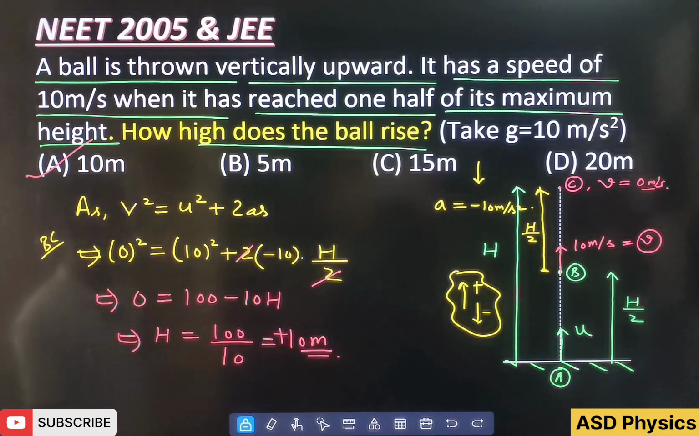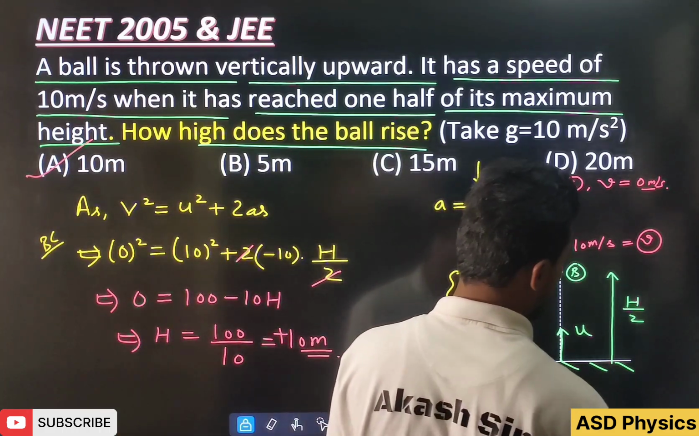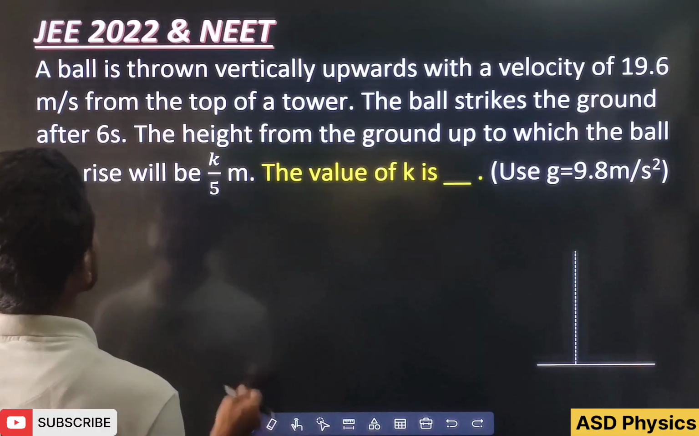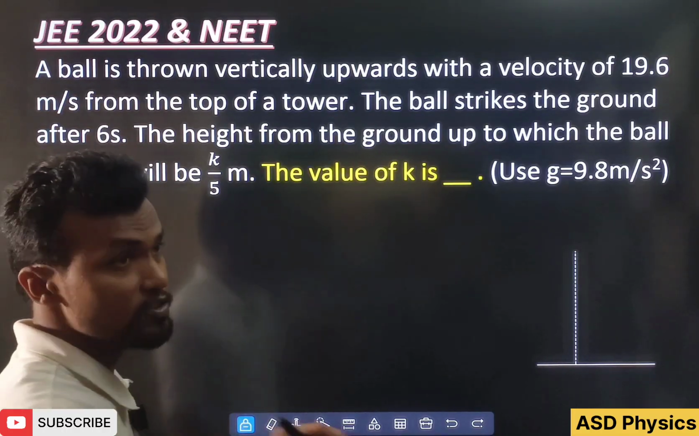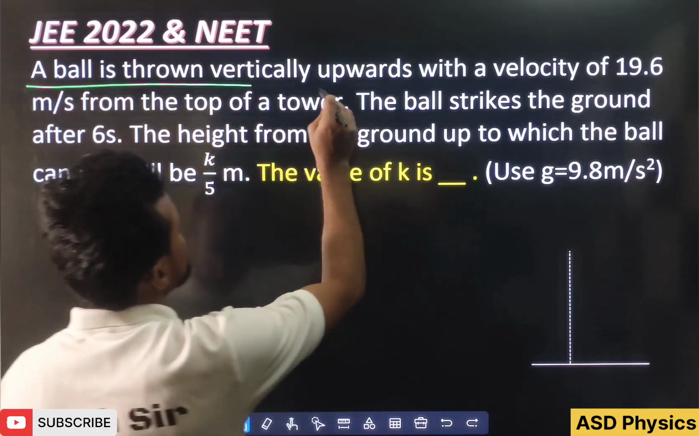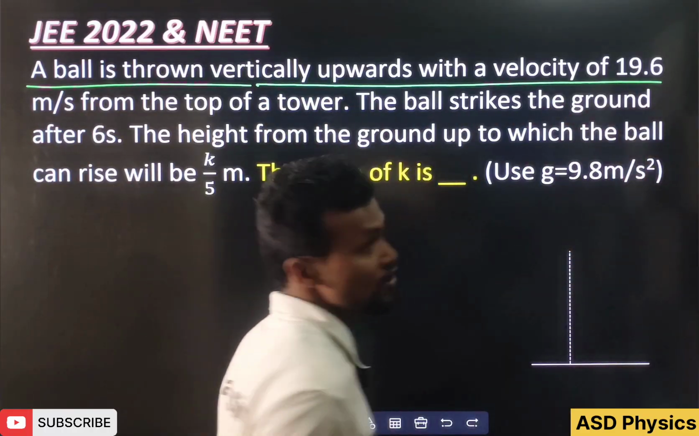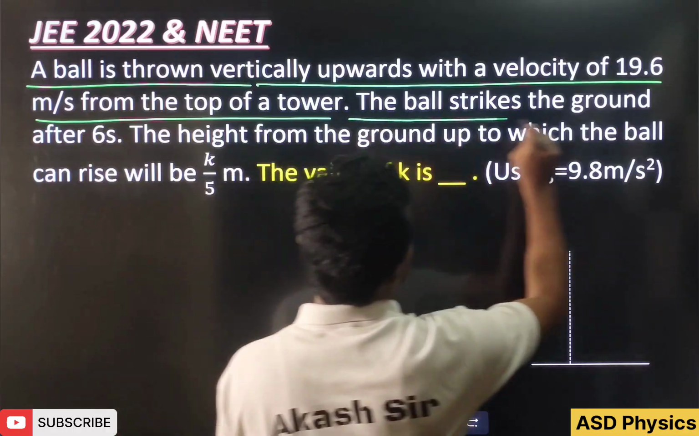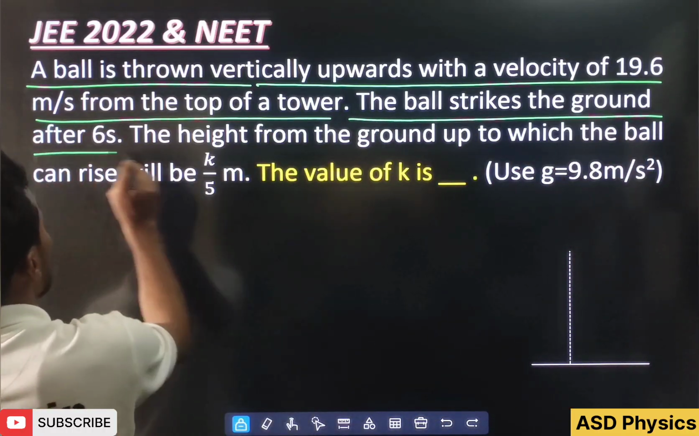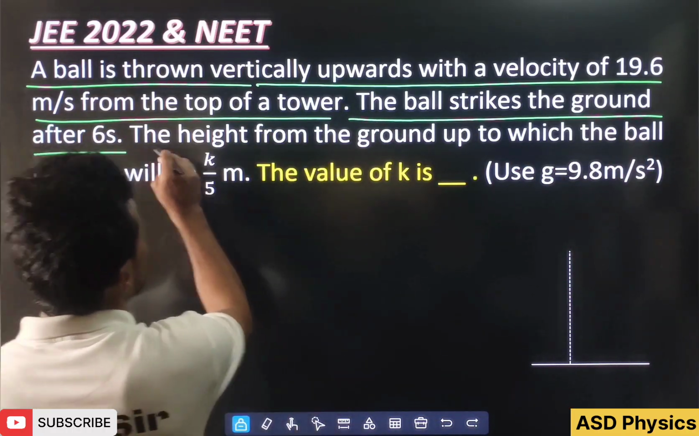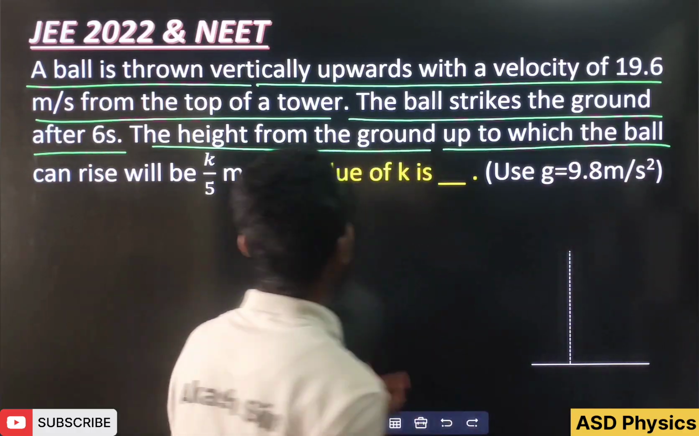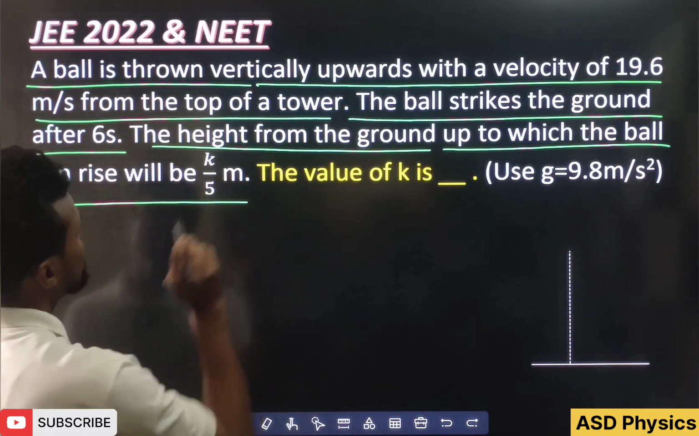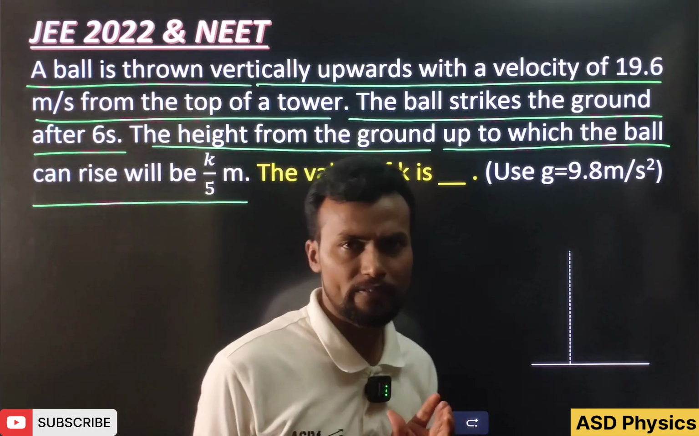NEET 2005 question based on the sign convention. Is it? Great. Next one, let's see here. The question was asked in the JEE 2022 exam. A ball is thrown vertically upwards with a velocity of 19.6 meter per second from the top of a tower. The ball strikes the ground after 6 seconds. The height from the ground up to which the ball can rise will be k by 5 meter. They are asking the value of k, is it?